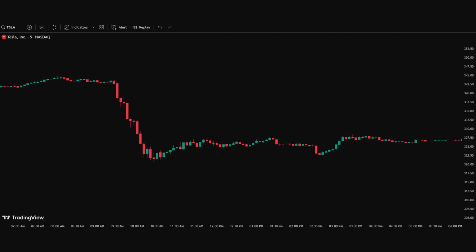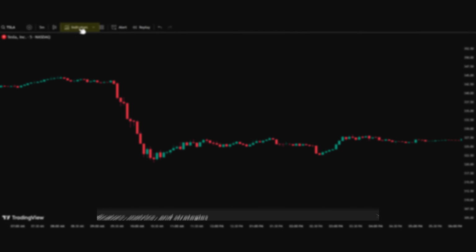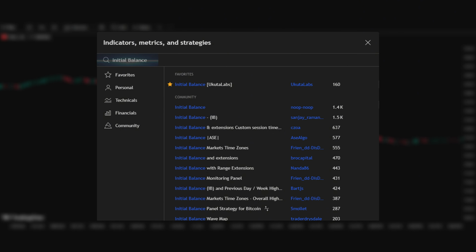All right, let's open up TradingView, drop the indicator onto the chart, and go through how to set it up. To begin, we'll add the indicator to our chart. Click the Indicators button in the top toolbar to open the search panel. Next, type Initial Balance into the search bar. For this video, we'll be using the version created by UkutaLabs. Go ahead and click on it to add it to your chart. I'll also add the link for this indicator in the description below.